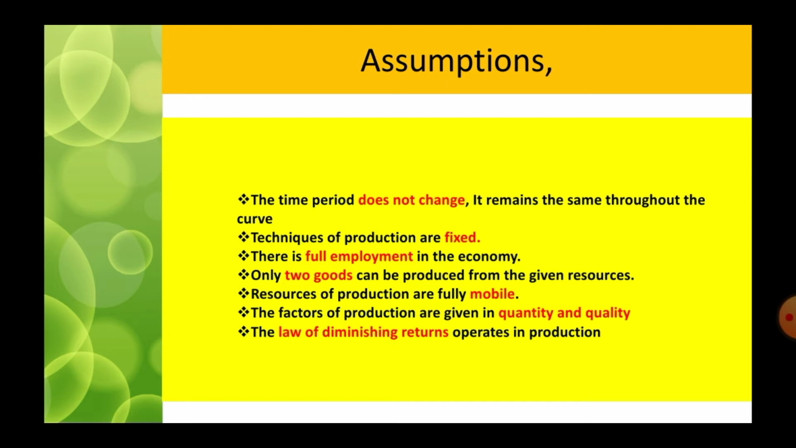Resources of production are fully mobile. The factors of production are given in the quantity and quality which is equally measured. The law of diminishing returns operates in the production process. That means marginal utility declines with additional units of consumption.